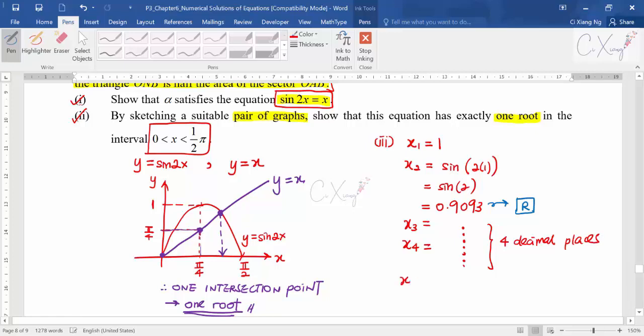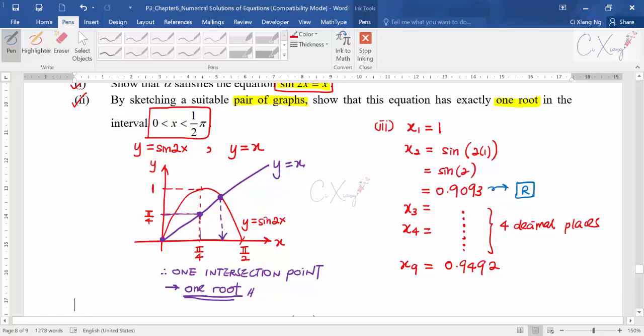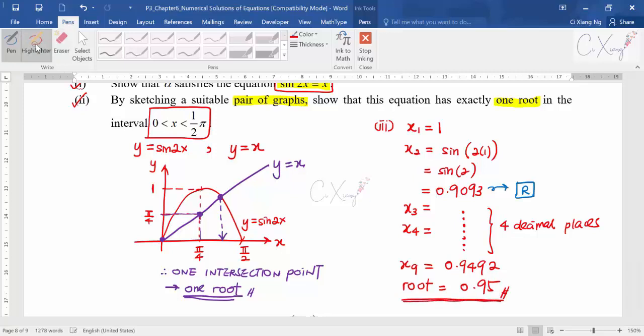In my case, I tried until x9. So x9, I get 0.9492. And then I also double check with x8, x7, and I realized that the value for 2 decimal places is actually already constant. So for the root, it should be 0.95. So how many iterations you go through is not important. The most important thing is all the iterations you put in the decimal places that they want, and also write out the final answer root for the accuracy that they want. So for this case, they want only 2 decimal places, which is 0.95. All right, so this is what we have for part number 3.